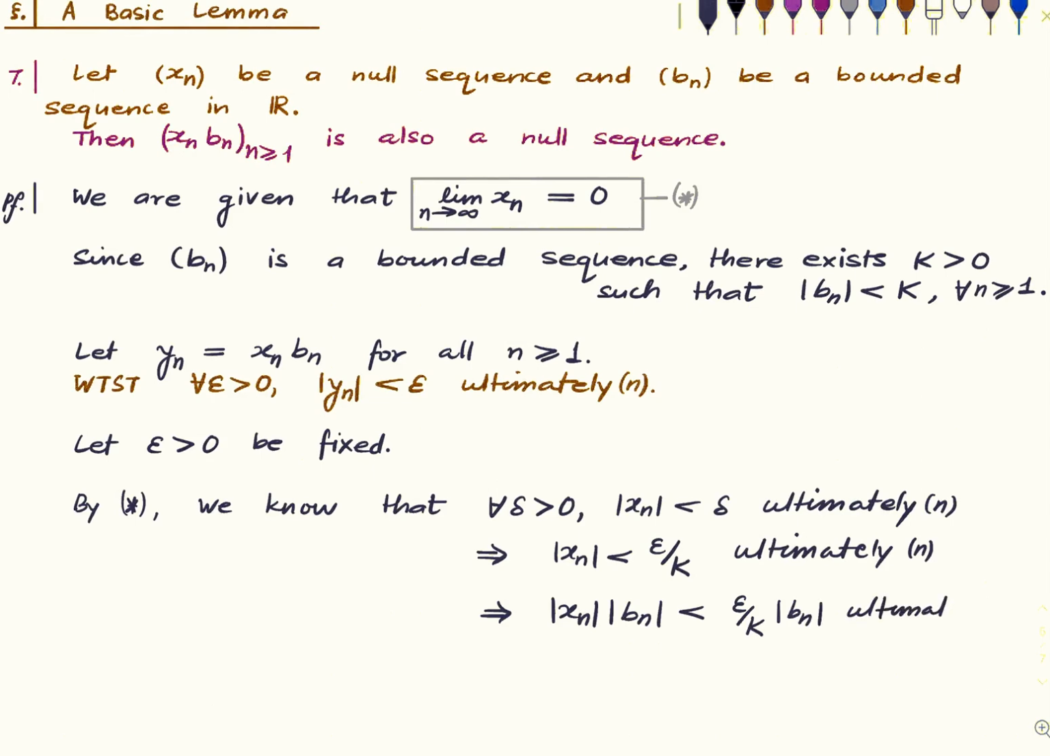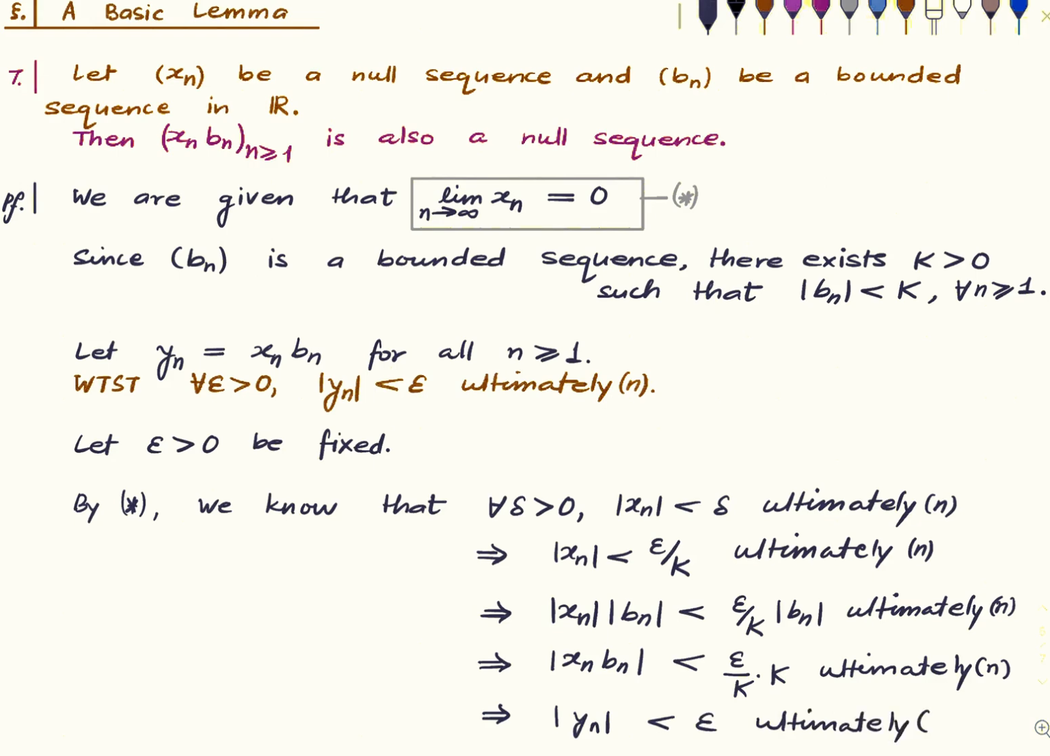So this implies, ultimately, that if this is true, then obviously this is true. We just multiplied both sides by that thing. But now this is at most capital K. So this implies this product, which I am writing this way because this is how absolute values behave, is less than epsilon by K times K, ultimately. Now why is this? All we did was, this is at most K. And this cancels out to give us xn times bn is yn, and the right hand side is epsilon, and this happens ultimately. And that's it. That proves what we wanted to prove. So this finishes the proof of this theorem, if you will.